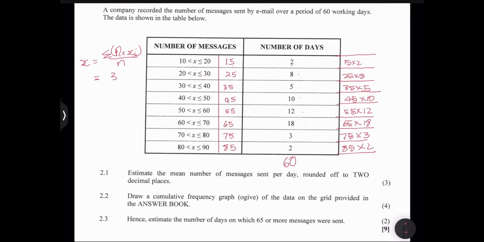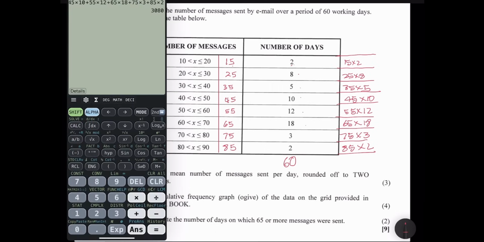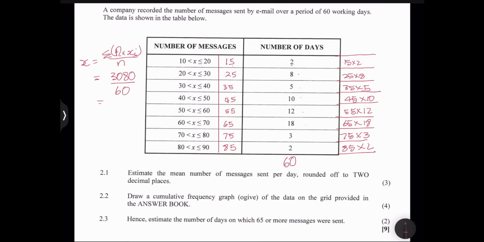So we said that gave us 3080 divided by 60, okay? And that divided by 60 gives us 51.33. So it means that our mean in this case would be 51.33 days. Okay, that would be the mean number of days.